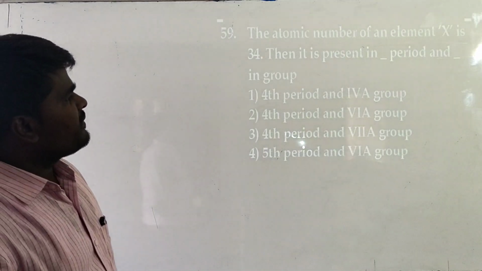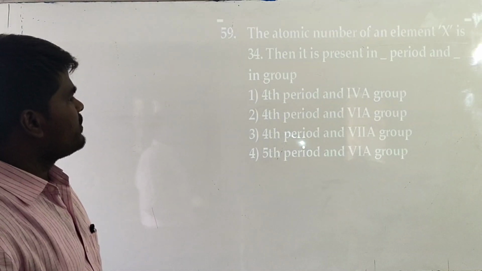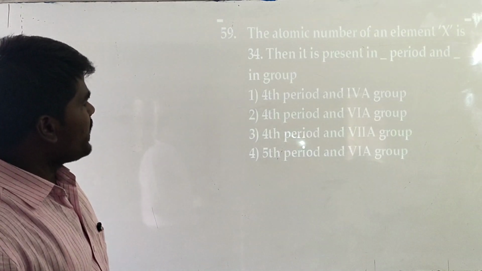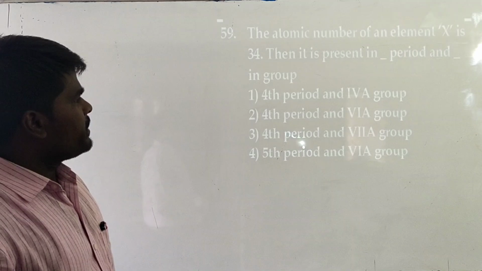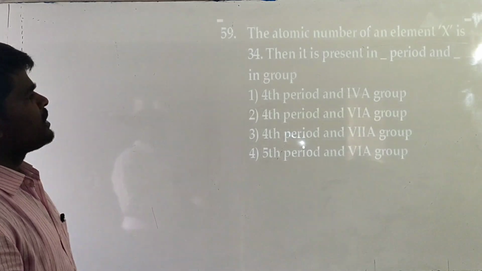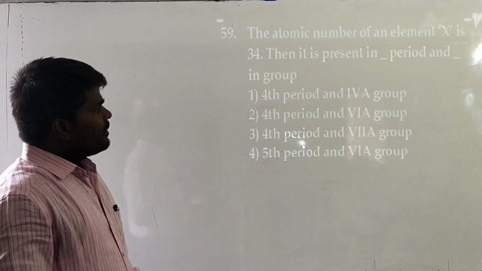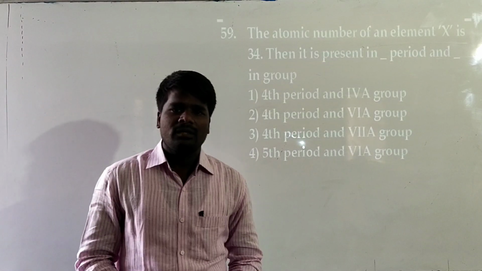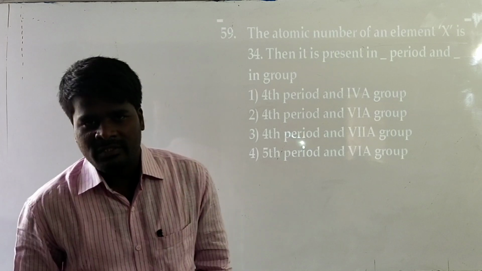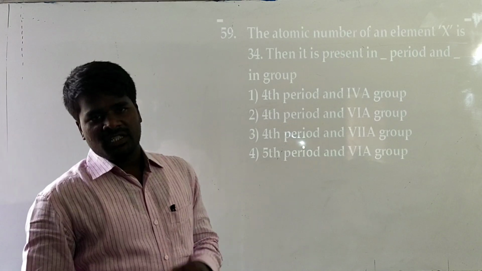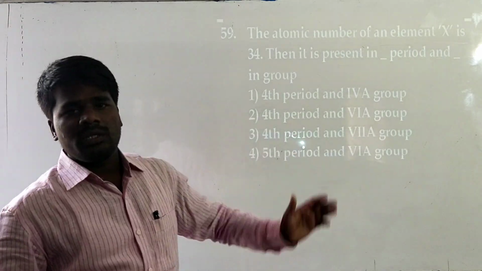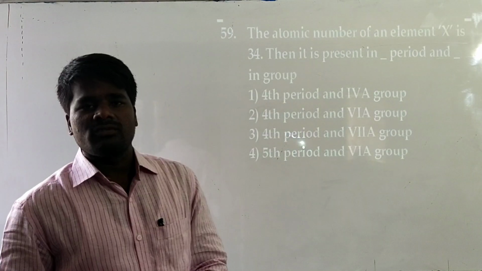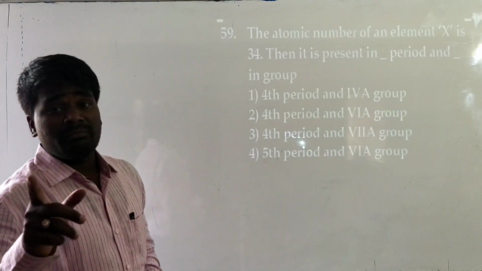The atomic number of an element X is 34. Then it is present in which period and which group of the periodic table? The atomic number here is given. In the determination of period number, group number, block number, we made two cases. What was the first case? When the electronic configuration is given, how to find the group number and period number, we have already discussed. And this comes under the second case. What was the second case? When the atomic number is given.